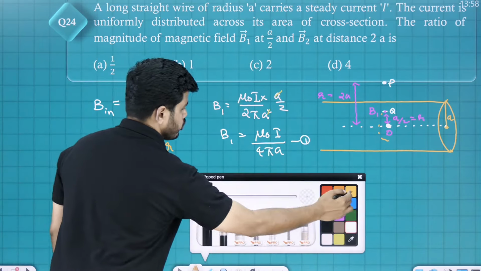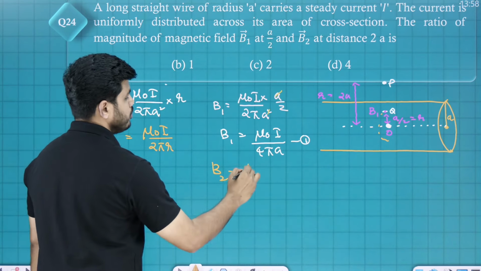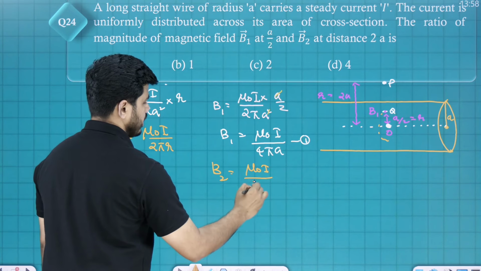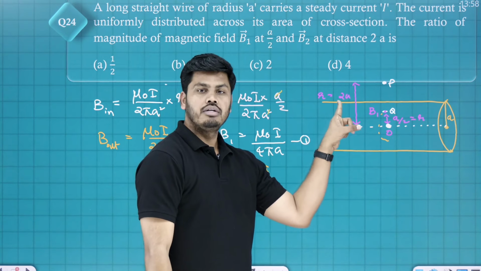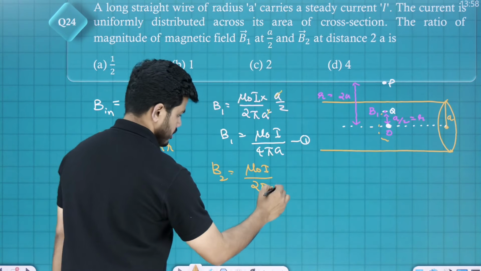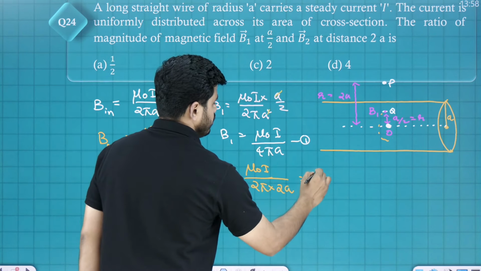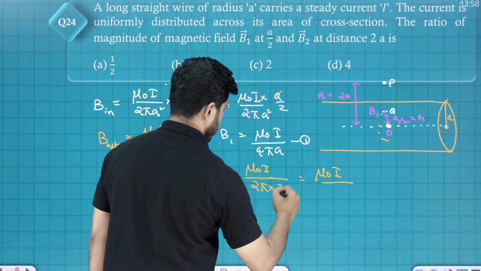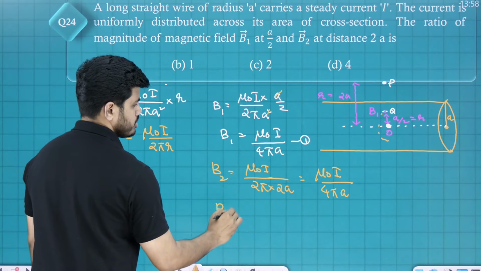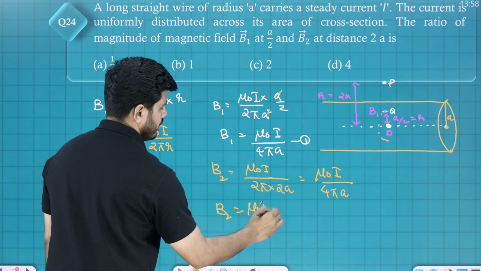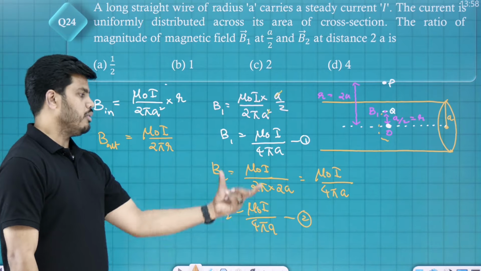Now how will you calculate B2? B2 is actually from B out. B2 is equal to mu naught I divided by 2 pi into, what is the distance given from the center? R is 2A for the second point, right? So into 2A. So what is your result here? Mu naught I divided by 2 pi into 2A is going to be 4 pi A. So B2 is given by mu naught I by 4 pi A. That is our equation number 2. Yes, so B1 and B2 are ready.